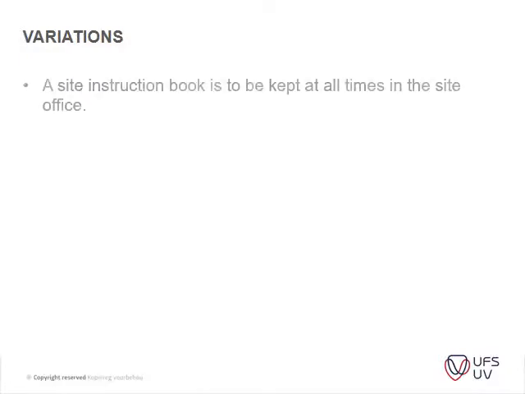Okay. So a site instruction book is kept on site. It's basically just a booklet with a numbering system. These days we do it electronically, but it's a systematic instruction book that just keeps all of the instructions in place. And we'll get to variation orders, or instructions that don't really constitute variations, just now.